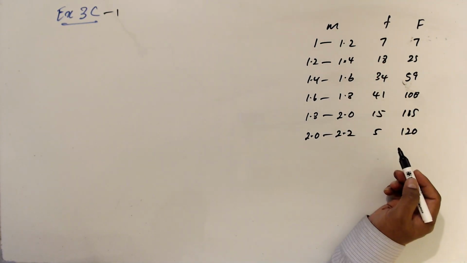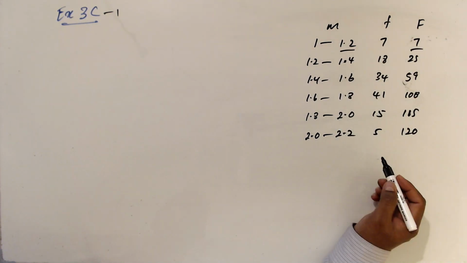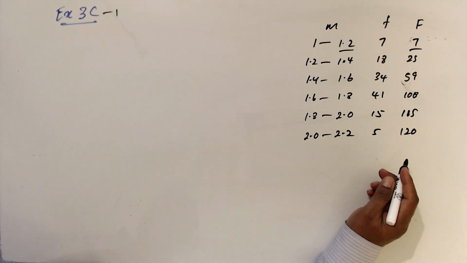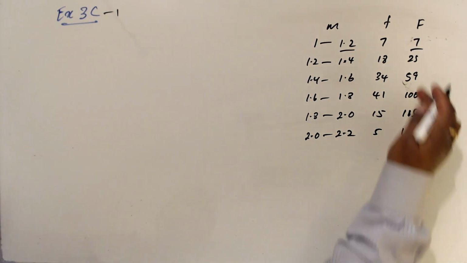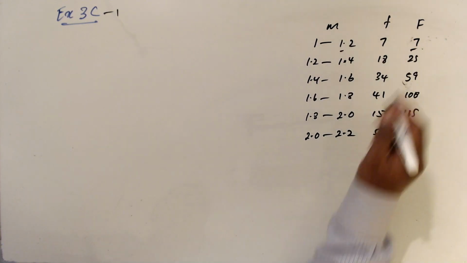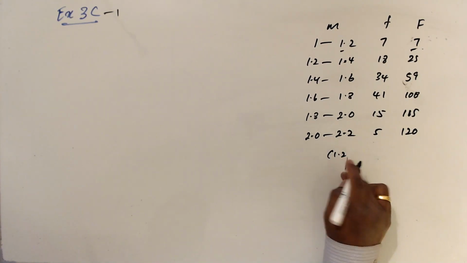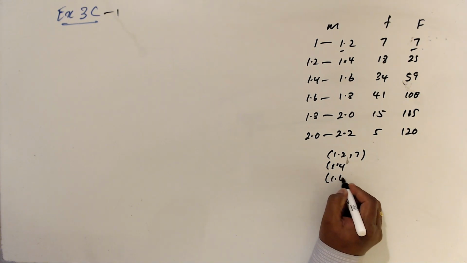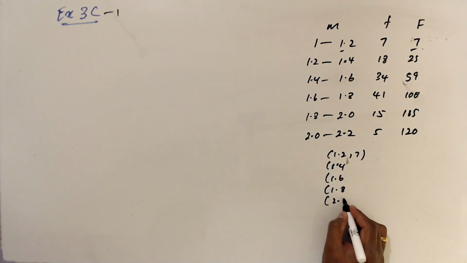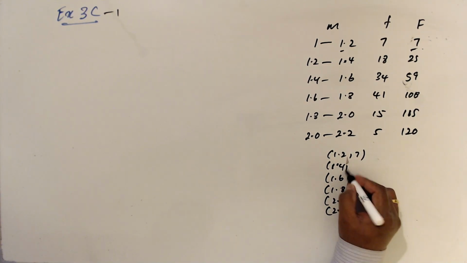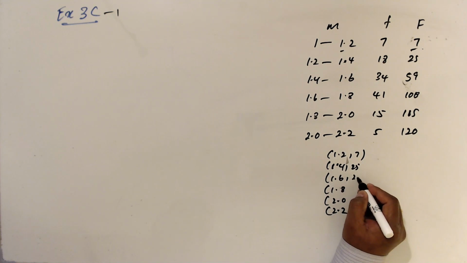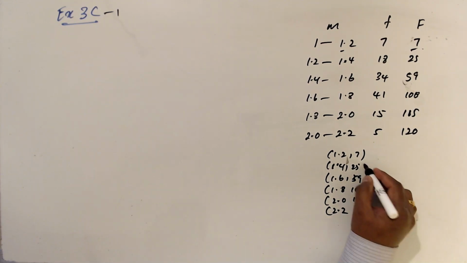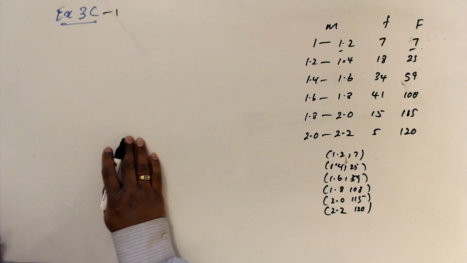In terms of coordinates, the x-values are going to be 1.27, 1.4, 1.6, 1.8, 2, and 2.2, and the cumulative frequencies are 7, 25, 59, 108, 115, and 120. Now we will draw the graph.